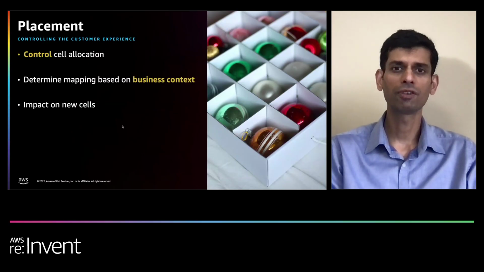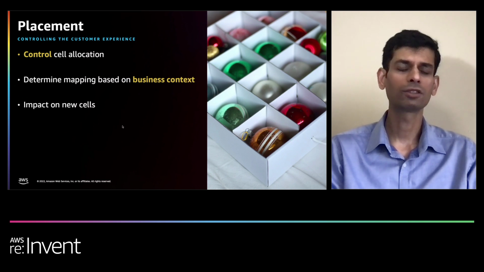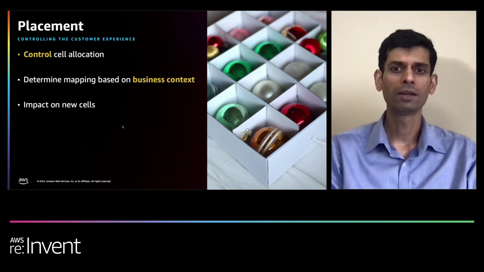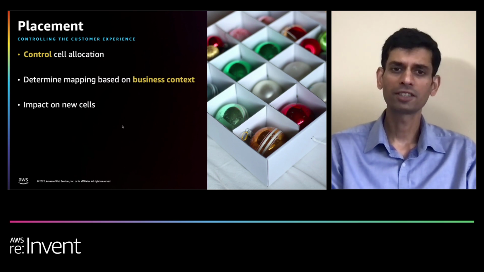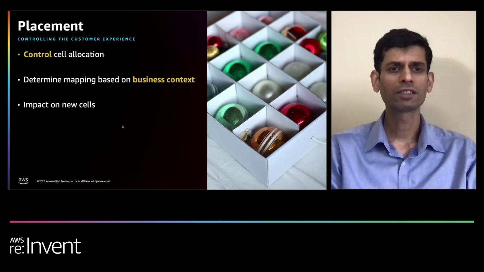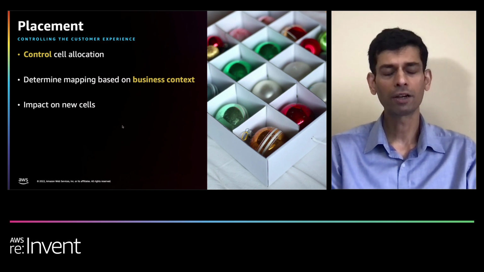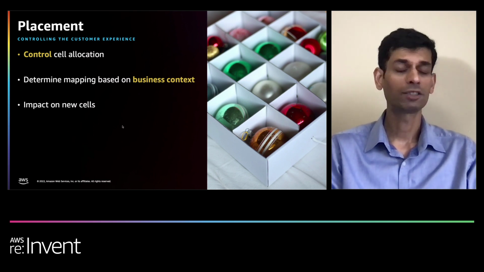Let's look at each of these in a little more detail. So the placement algorithm is a foundational component. It keeps track of cells, their configuration, and how different customers or workloads are mapped to them. You could use, for example, market segments or customer accounts as a mapping criteria. And it requires some thinking about how you want to partition your data or traffic based on the business context.